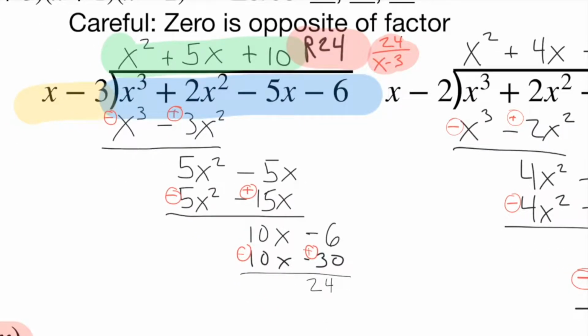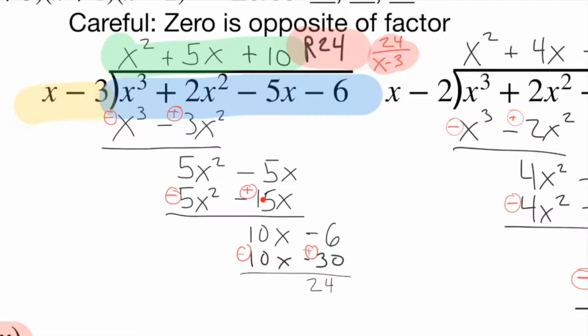So walking through step by step, we have to ask ourselves, x goes into x cubed how many times? X squared times, because x times x squared is x cubed. X squared times negative 3 is minus 3x squared. You change the signs. This one becomes negative, this one becomes positive. And you add: 2x squared plus 3x squared is 5x squared. Bring down the minus 5x. You ask yourself, x times what gives you 5x squared? That's 5x. So 5x times x is 5x squared. 5x times minus 3 is minus 15x.